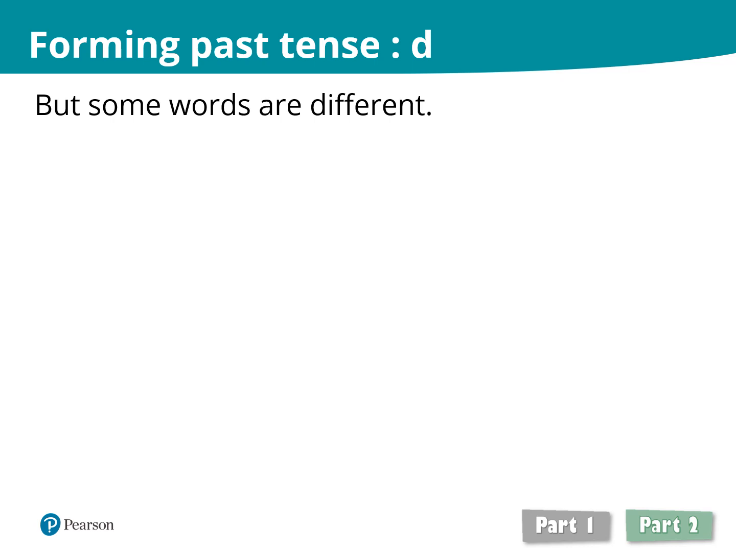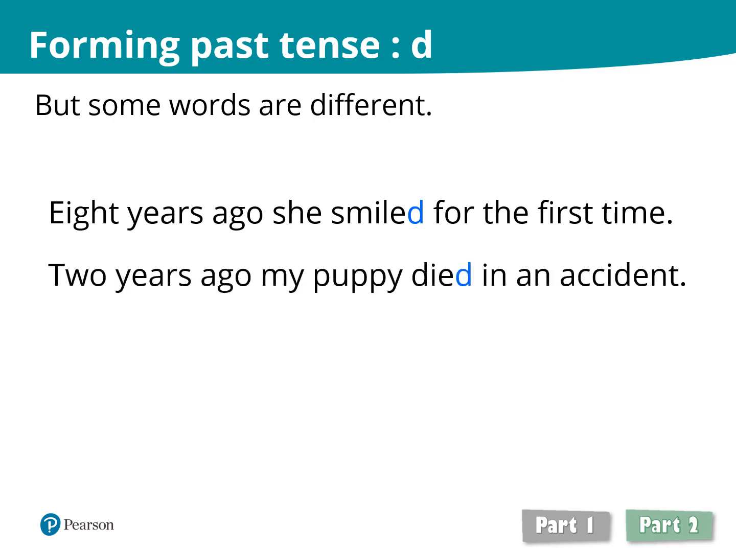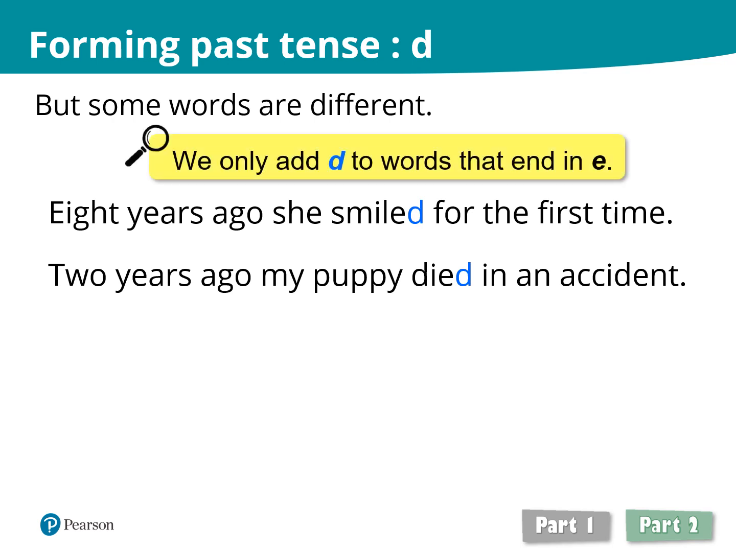But some words are different. 8 years ago, she smiled for the first time. 2 years ago, my puppy died in an accident. We only use the d when words end with an e. You only need to add the letter D.